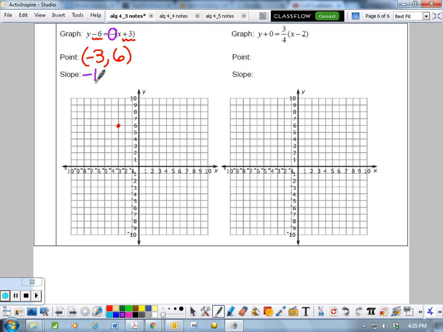And then as a fraction, it's negative 1 over 1, which means I'm going to go down 1, right 1. So from here, down 1, right 1. One of my favorite slopes, other than 0, because it's really quick and easy to graph. And then I can work backwards, up 1, left 1, and it follows that same pattern. So then I connect it with a line.